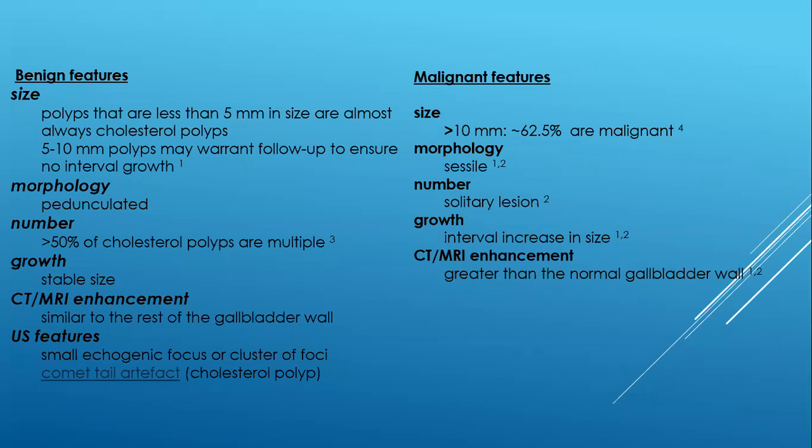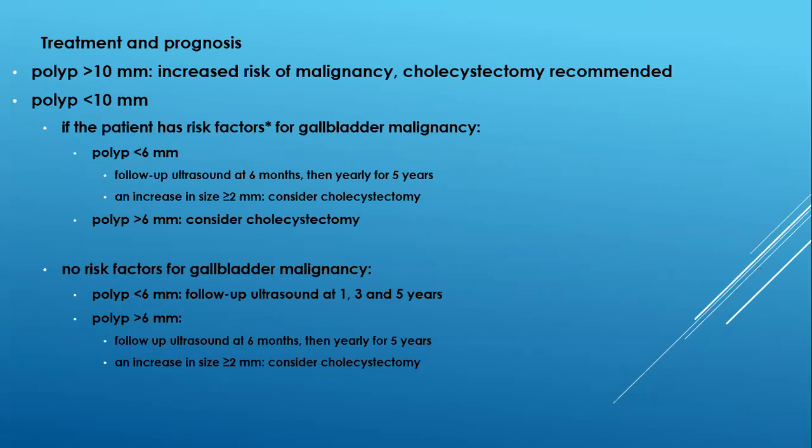On CT and MR, enhancement is similar to the rest of the gallbladder wall, and on ultrasound the features are small echogenic foci or clusters of foci with comet-tail artifact, which is cholesterol. For malignant polyps, CT and MR enhancement is greater than the normal gallbladder wall, more enhancement than the rest. So there is a difference between them. Treatment and prognosis.